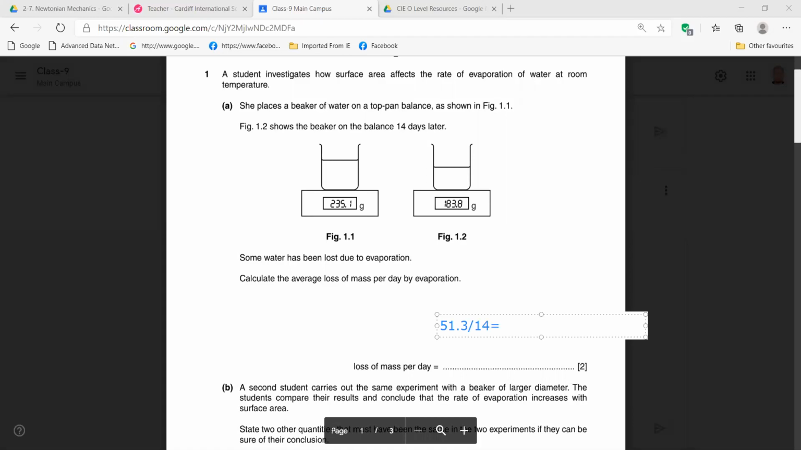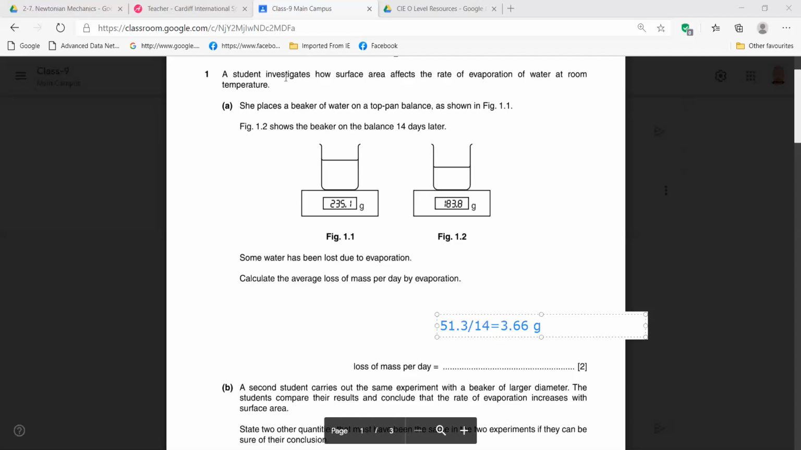How much? 3.66 gram. After 66, what are the digits? 4.2, so 3.6642. Then we can write 3.66 gram per day. On the left side they already gave the loss of mass per day, and we are saying 3.66 gram. This part is done.